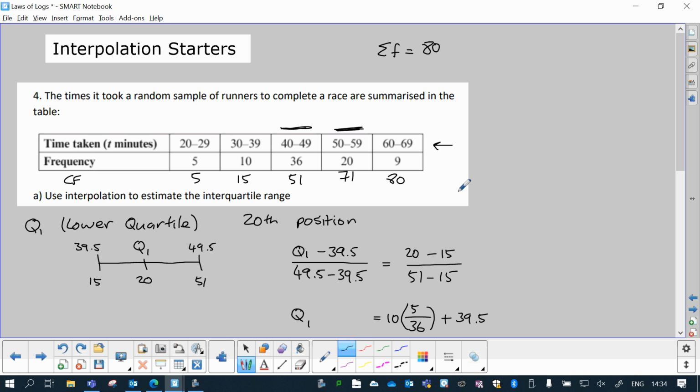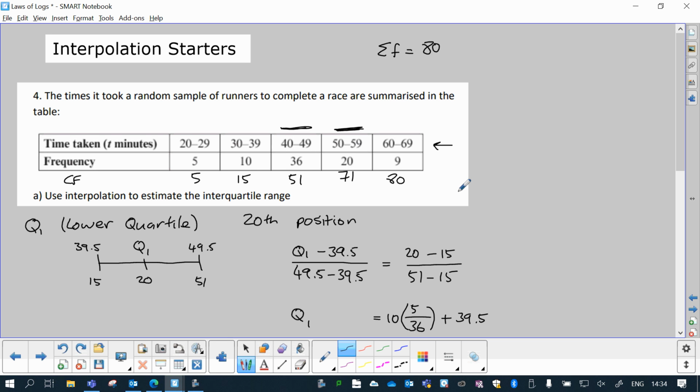In case you're wondering why we just took the 20th position, for example. So if you've got 80 runners and you wanted to find the median, say you had 80 pieces of data and you wanted to find the median. Your median would be halfway between the 40th and the 41st, wouldn't it? That's what you're used to doing.